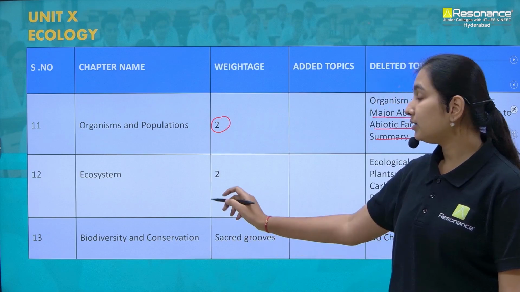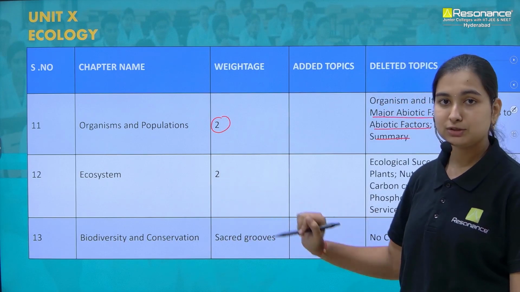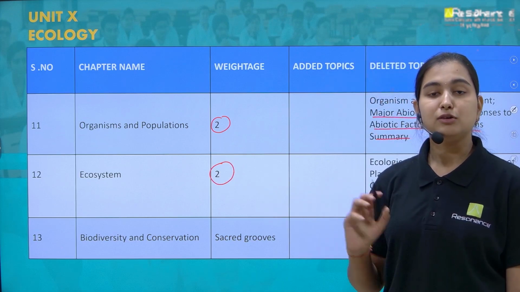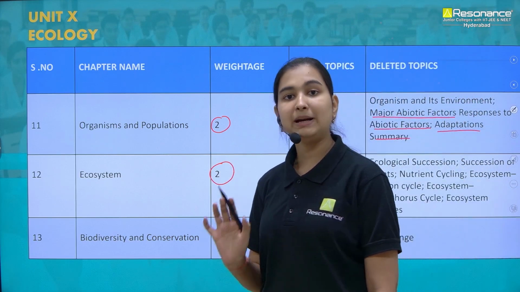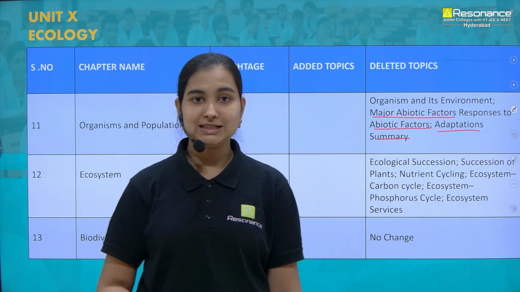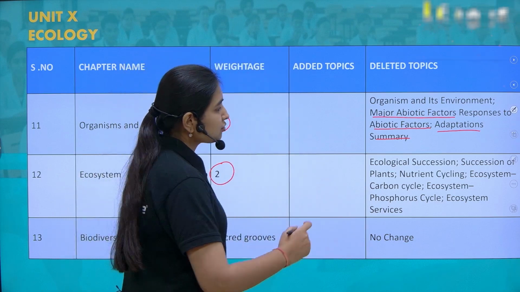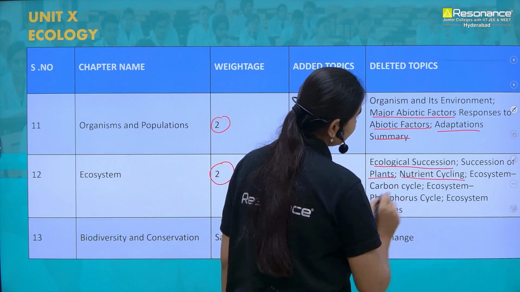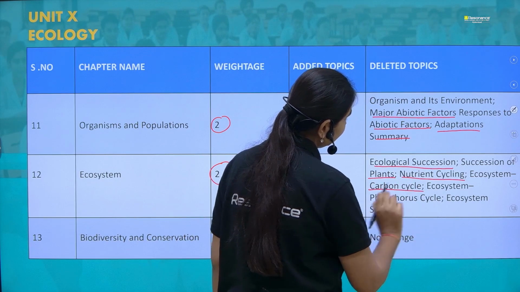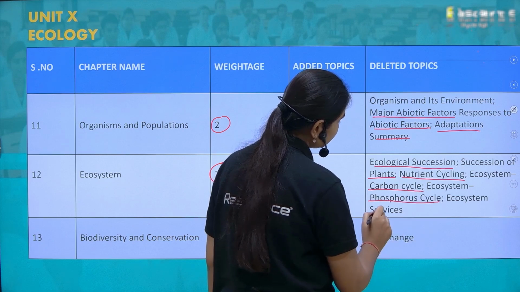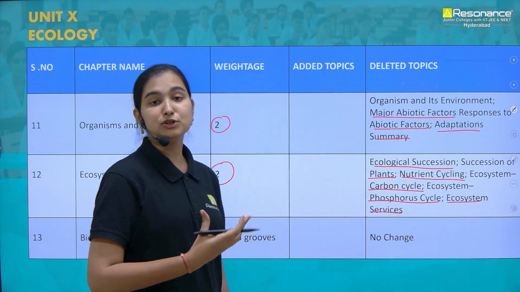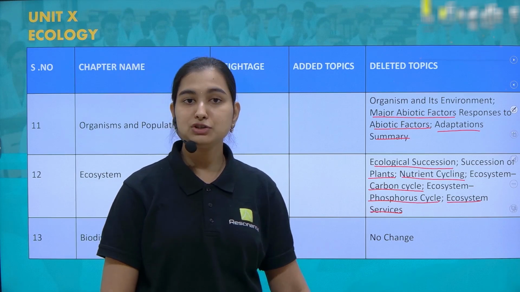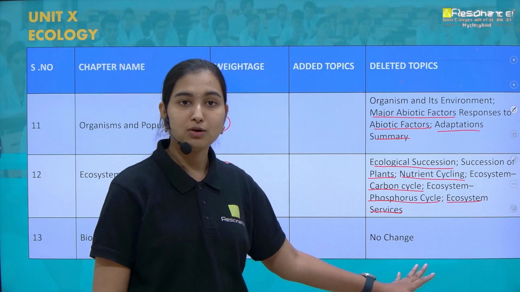Coming to the next chapter, that is ecosystem, we have the weightage of 2 questions. Here no new topic is added, but yes, a few topics are deleted. Now what exactly are the topics? The ecological succession, the succession of plants, nutrient cycling, the ecosystem carbon cycle, the phosphorus cycle, the ecosystem services. All these topics which were present in the old NCERT are now deleted. Officially it's deleted, so you need not read about these topics.